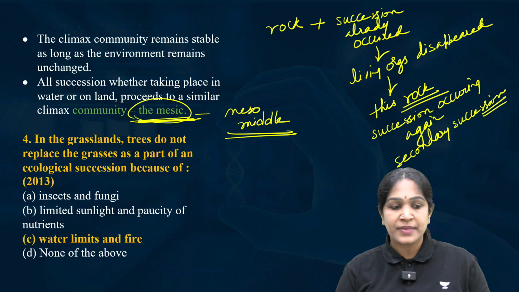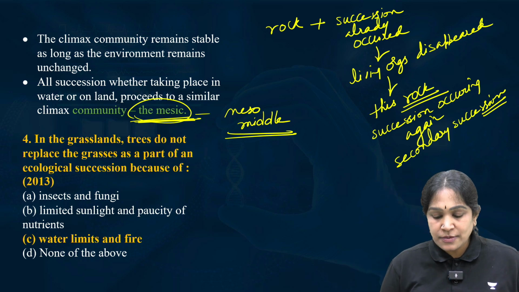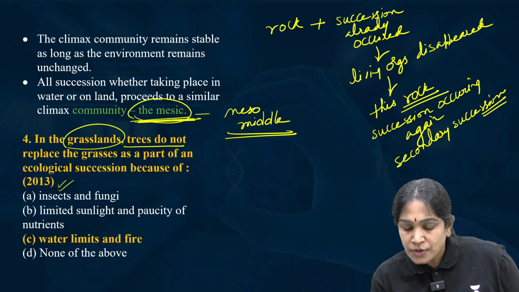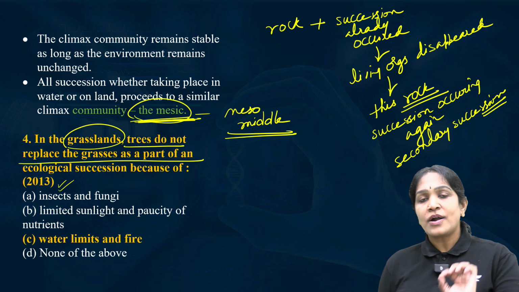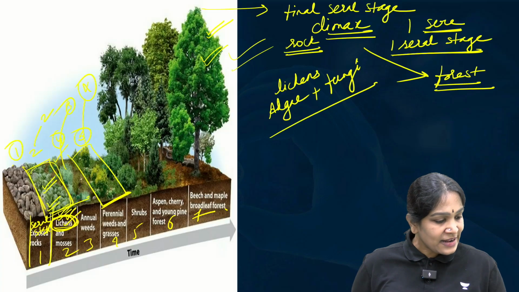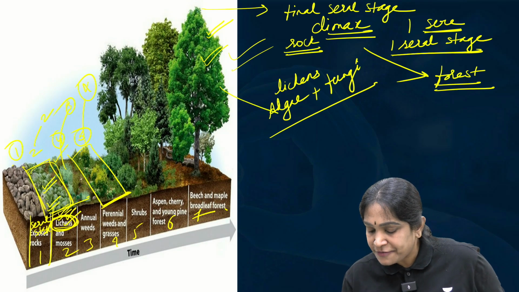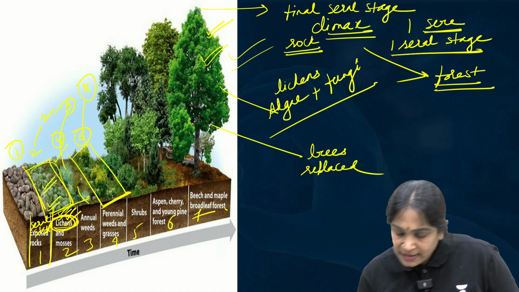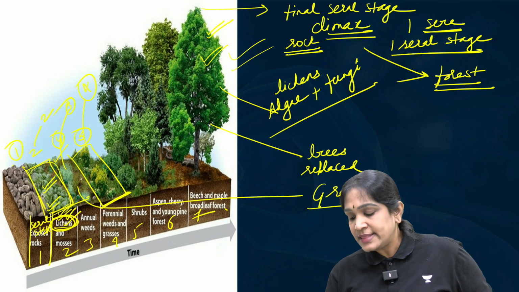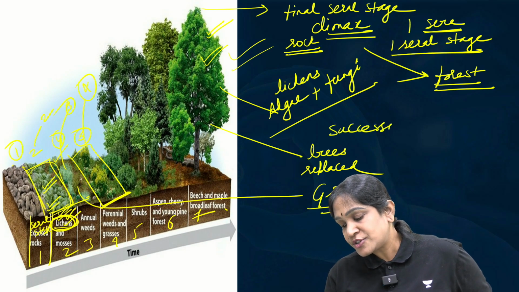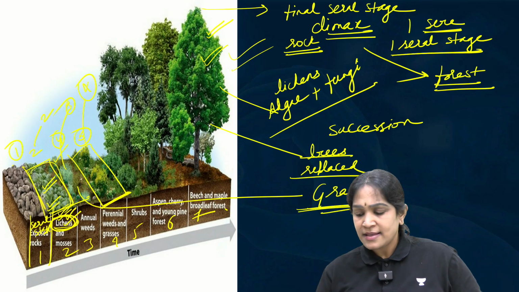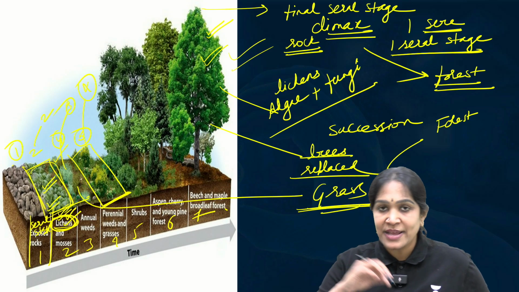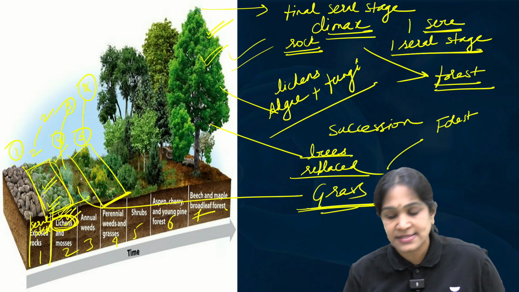That is called succession. Now let us see a few previous questions. The question from 2013: in the grasslands, trees do not replace the grasses. What did we study about succession? Finally, the trees replaced the grass, isn't it? In succession, the trees will replace the grass, but it will happen in the forest. In the forest, the trees are replacing the grass.